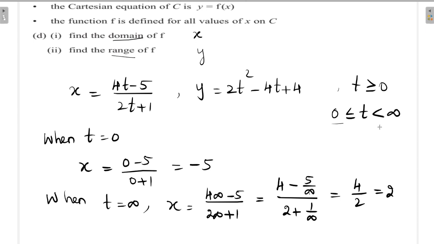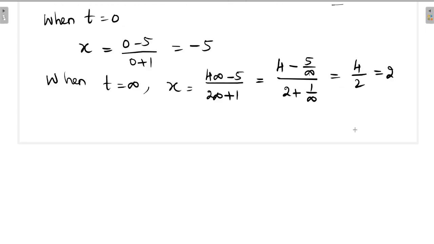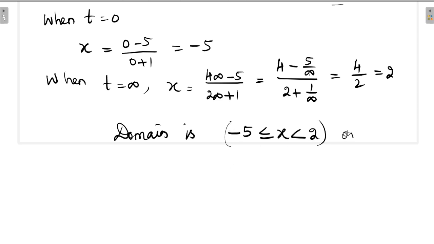Now what is the range? What is the domain? The domain of f is minus 5 less than or equal to x less than 2, because infinity is not attained. We can also use brackets: minus 5 is an included value and 2 is an excluded value. This is the domain.